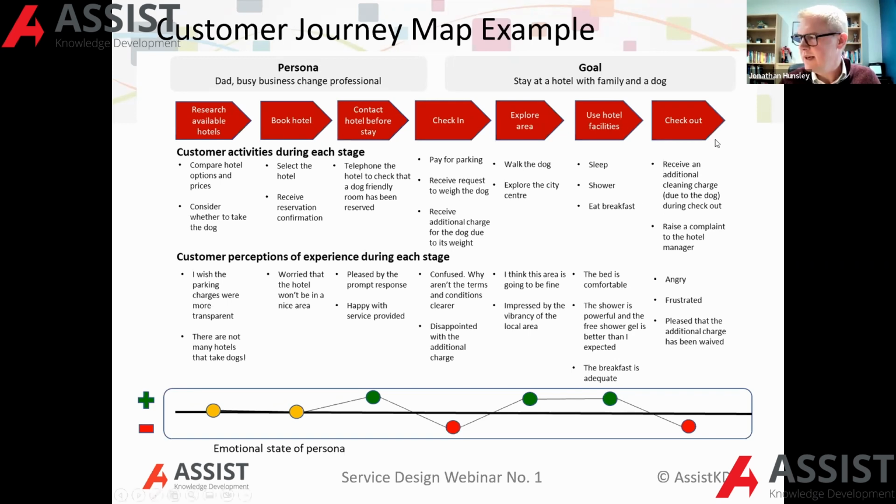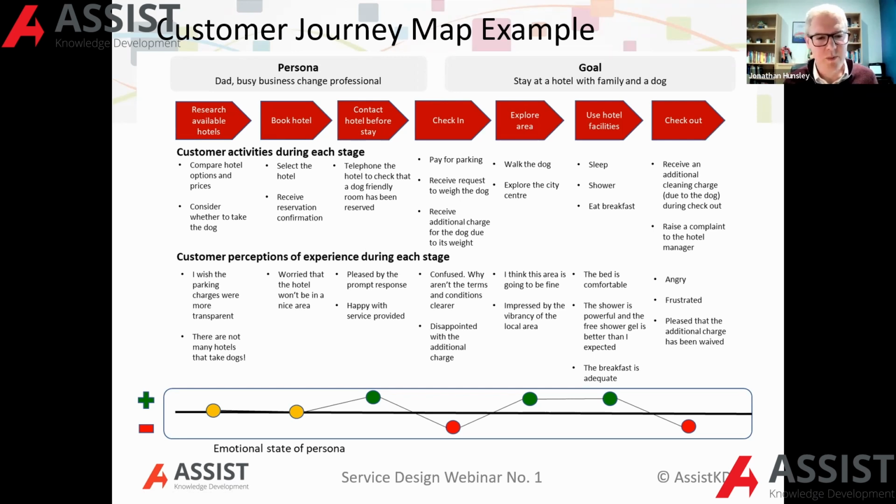But then on checkout, they're told there's another additional charge to clean the room that hasn't been made clear and transparent up front. Because of the lack of communication, this particular persona complains and raises a complaint to the hotel manager. It is eventually rescinded and the charge is waived, but they're very frustrated and very angry. And this is their lasting memory of this hotel: that they are trying to put on another additional charge on top of the charges that have already been made relative to taking the dog into the hotel.